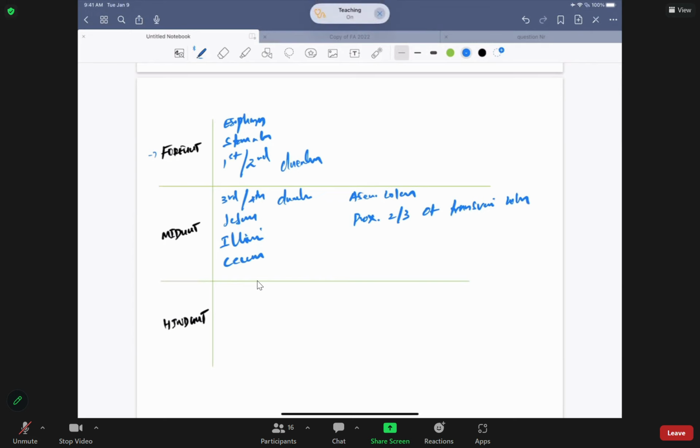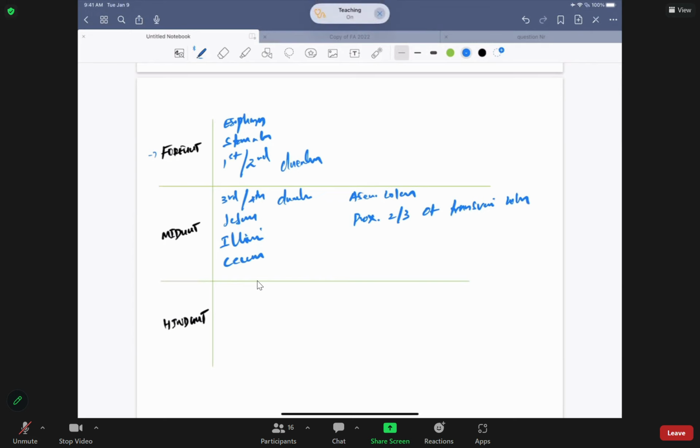Now, I'm missing one structure. Anybody? You could type it, don't say it. What structure am I missing here? I'm missing a very important structure here. Appendix. Do you guys think about it?